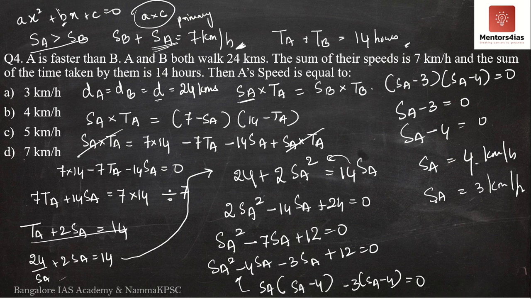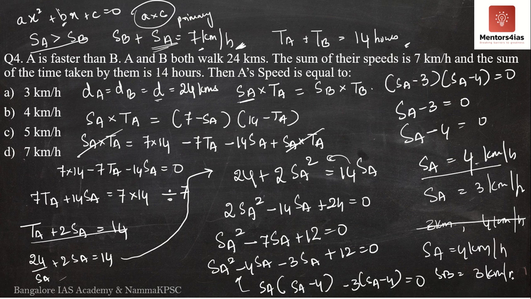Now, if SA, that is speed of A, is 3 kilometers per hour, then the speed of B would be 7 minus 3, which is 4 kilometers per hour. But what does the question say? SA should be greater than SB. Therefore, this cannot be possible. Rather, it has to be that the speed of A is 4 kilometers per hour. Then the speed of B is 7 minus 4, equal to 3 kilometers per hour. Therefore, the correct option is 4 kilometers per hour.